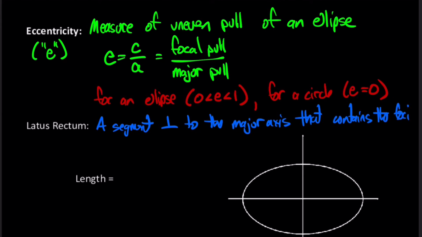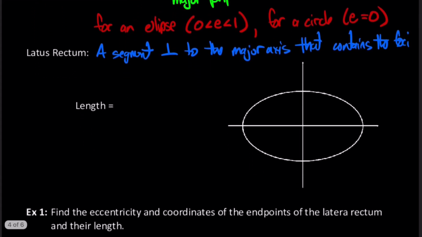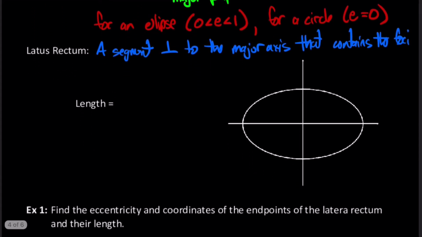Before I get to the equation for the length, let's take a look at a picture of what this represents. In this ellipse here, we've got two foci, F1 and F2. The LR is the segment perpendicular to the major axis that goes through the foci, kind of like stripes on a football. It creates these points on the ellipse that help us shape the ellipse: L1, L2, L3, L4. You can denote those however you want. That's generally how I will do it.